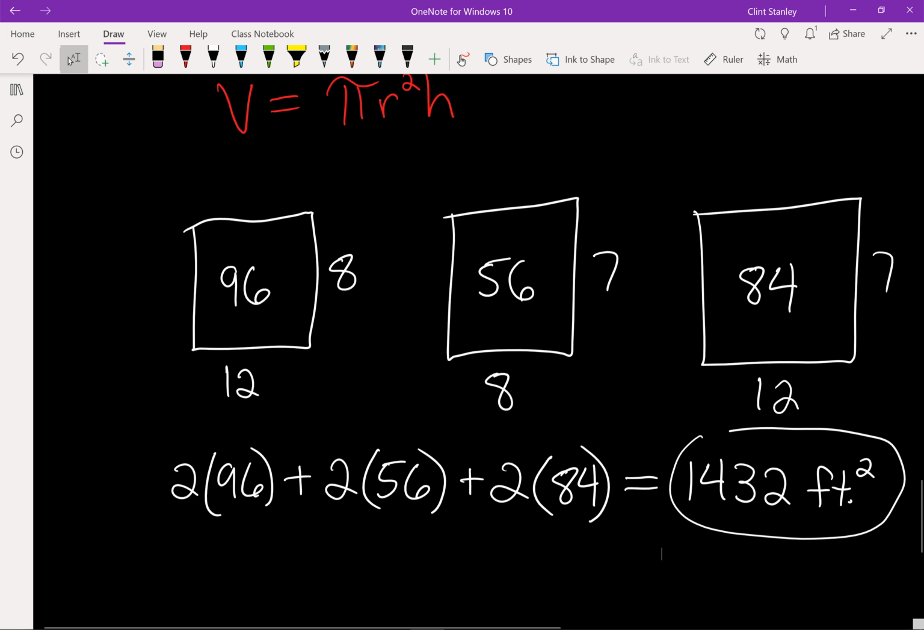Okay. And so that looks confusing, but if you kind of reason through it, it helps. You've got 2 sides that are the same, so left, right. 2 sides that are the same, top and bottom. 2 sides that are the same, front and back. So you figure out the area of each one of those and multiply it by 2 and add them all together and get the surface area.